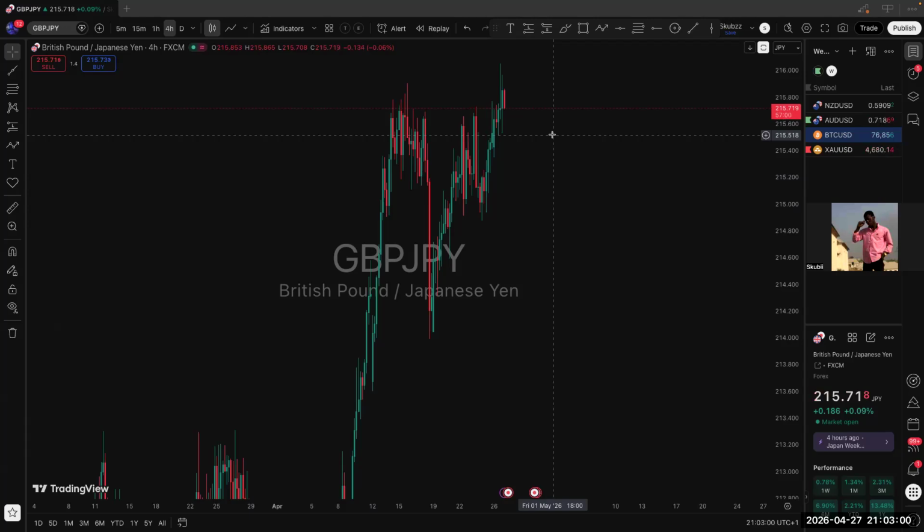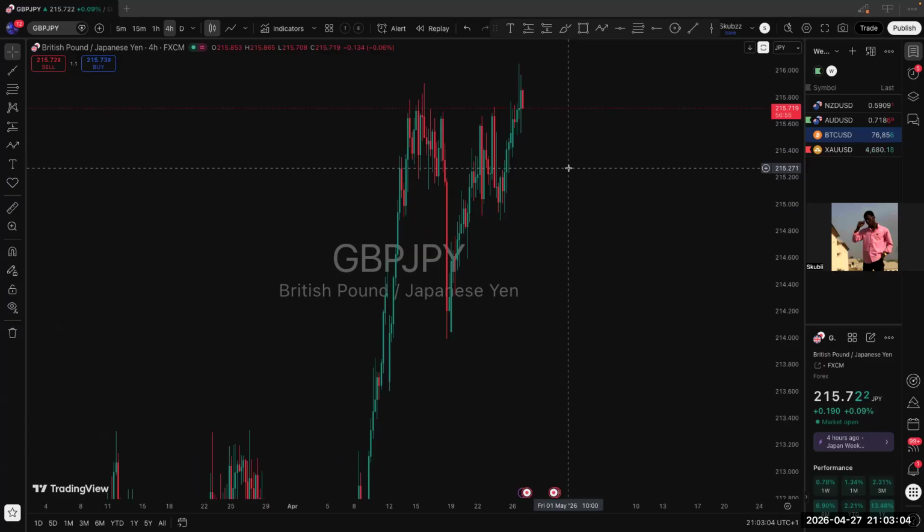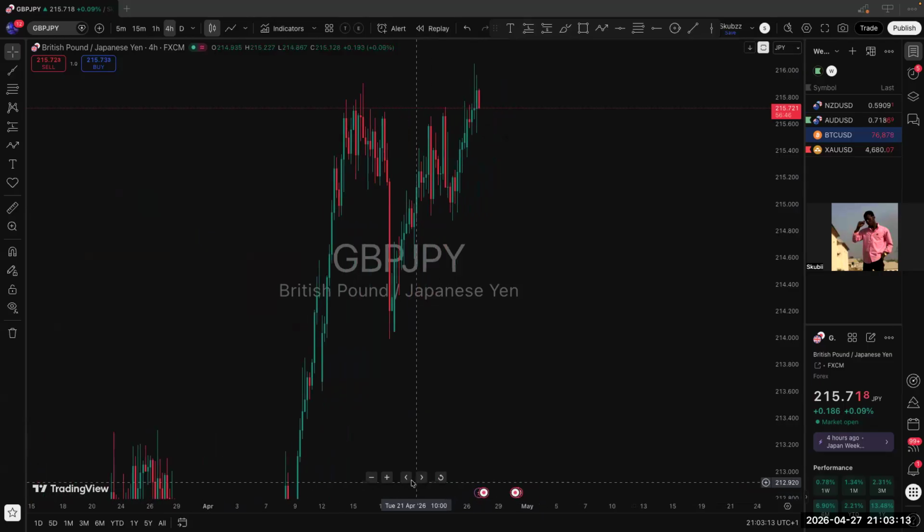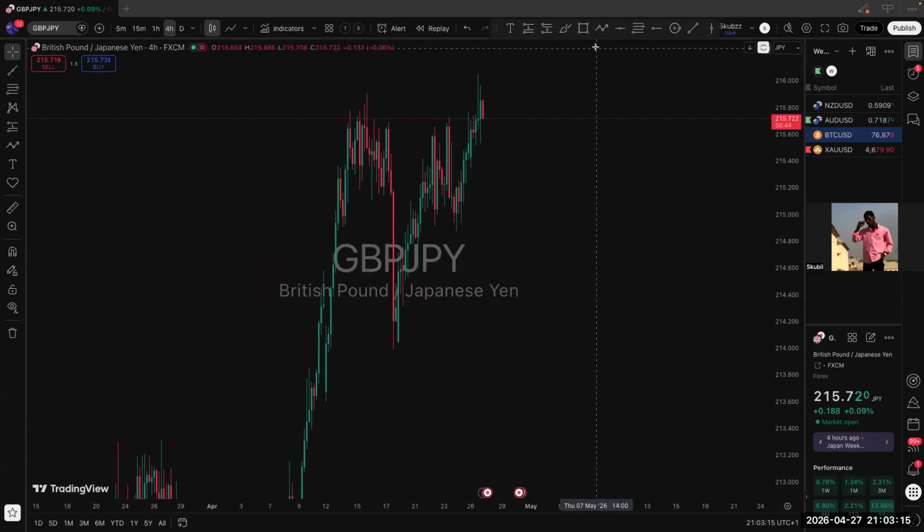So let's look at this. I'm trying my best here in this case to actually look at this currency pair for what it is. Do you understand? GBP/JPY. So what do you guys think?